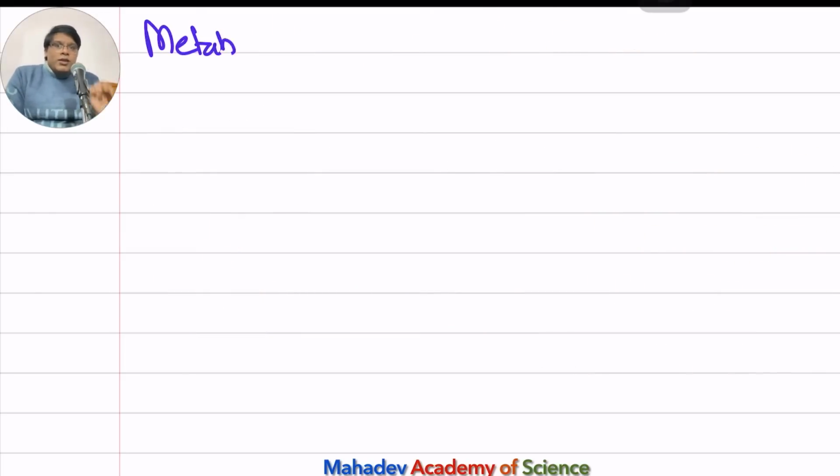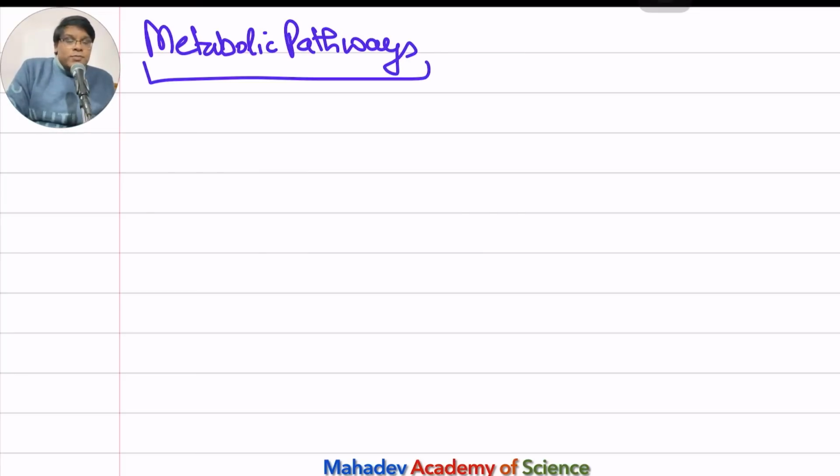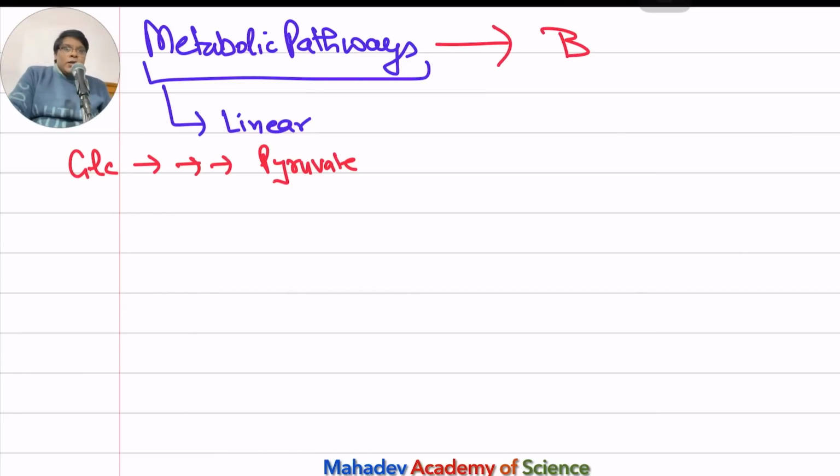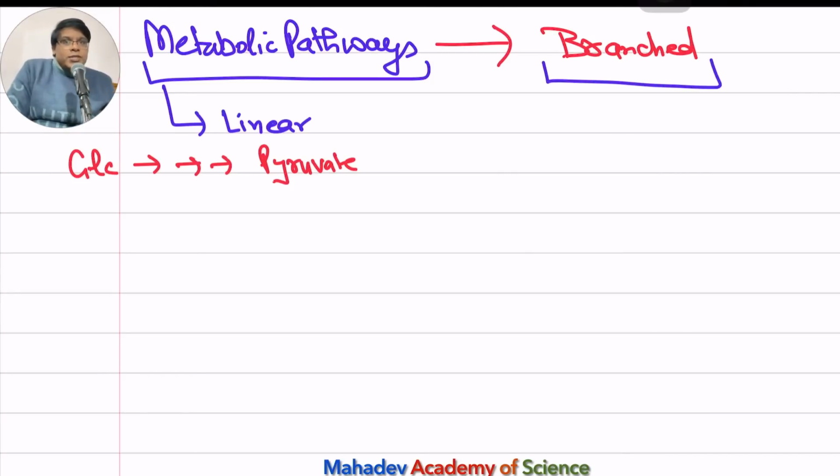Now here keep in mind, metabolic pathways can be of different types. One, it can be linear. Some of the pathways are linear in nature. Yes, when we discuss glycolysis, we will see that glucose can be metabolized in a linear pathway to pyruvate. So within the cell, some of the metabolic pathways are linear in nature. Yes, keep in mind, some of the metabolic pathways are branched in nature.